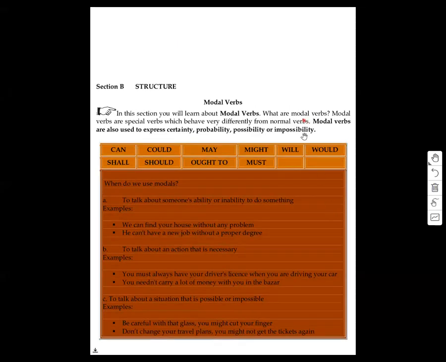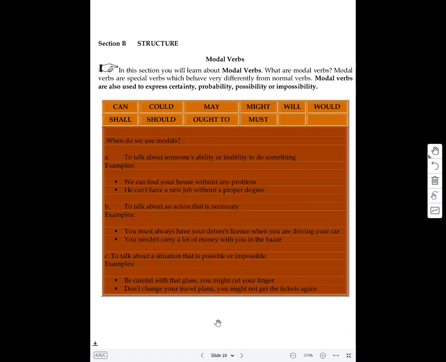So now we'll look at the exercises or explanation given about modal verbs in your book. It is available in chapter 4. In this section, you will learn about modal verbs. What are modal verbs? Modal verbs are special verbs which behave very differently from normal verbs, and they are used to express certainty, probability, possibility, and impossibility. So the basic modal verbs are can, could, may, might, will, would, shall, should, ought to, and must.